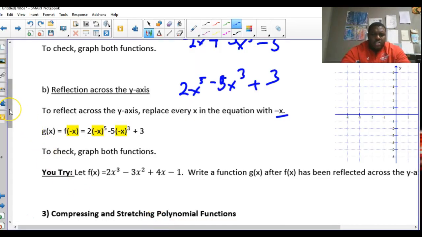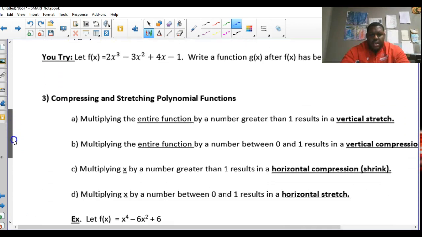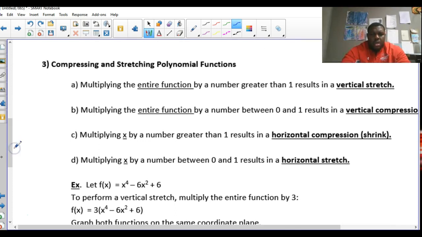Now I showed you the reflections across the x-axis and the y-axis. Now let's look at compression and stretch rules for a polynomial function. If you want a vertical stretch, you multiply the entire function by a number. That's our a value. If a is greater than 1, that gives us a vertical stretch. If I want a vertical compression, I would pick an a that's less than 1, but it's supposed to be greater than 0.